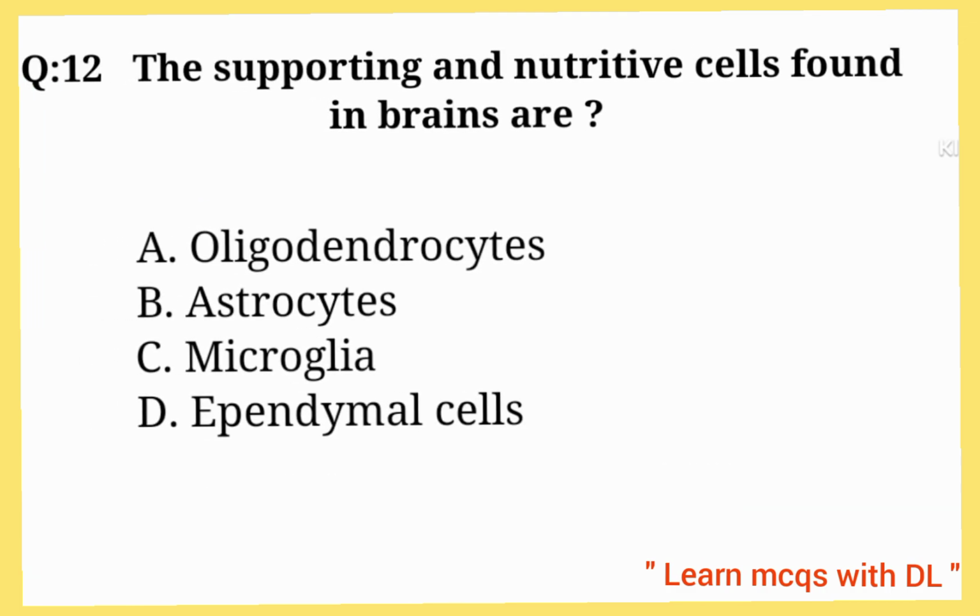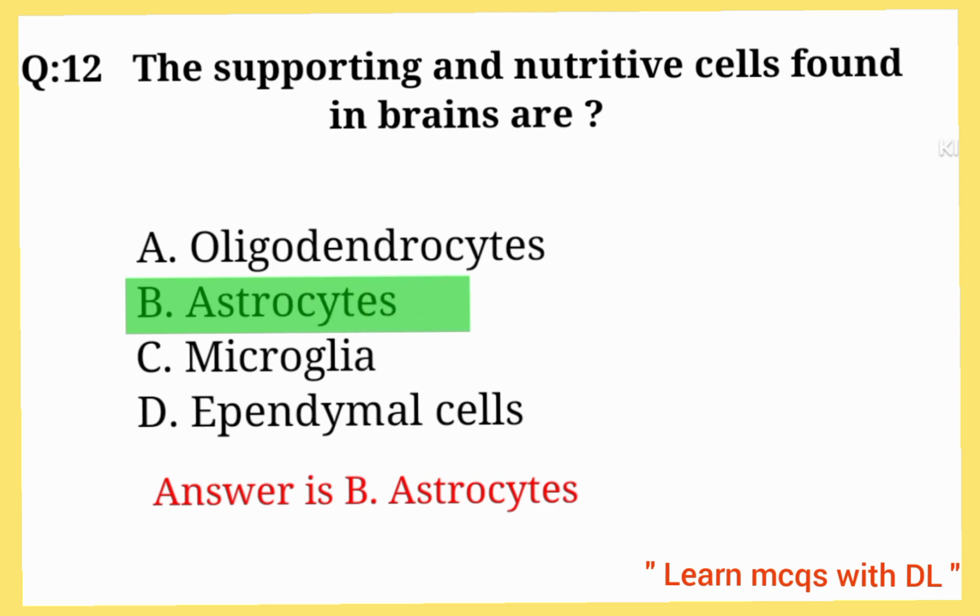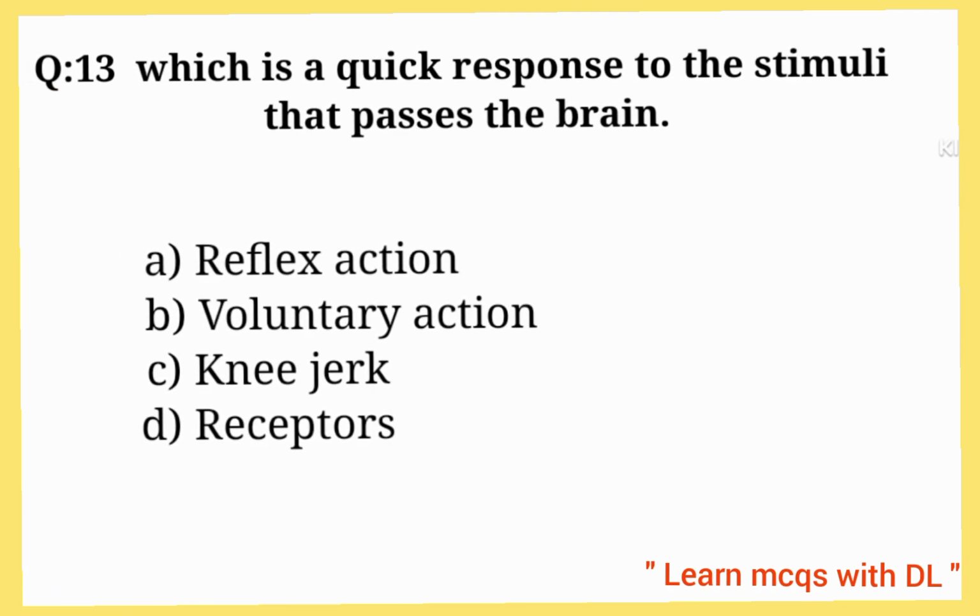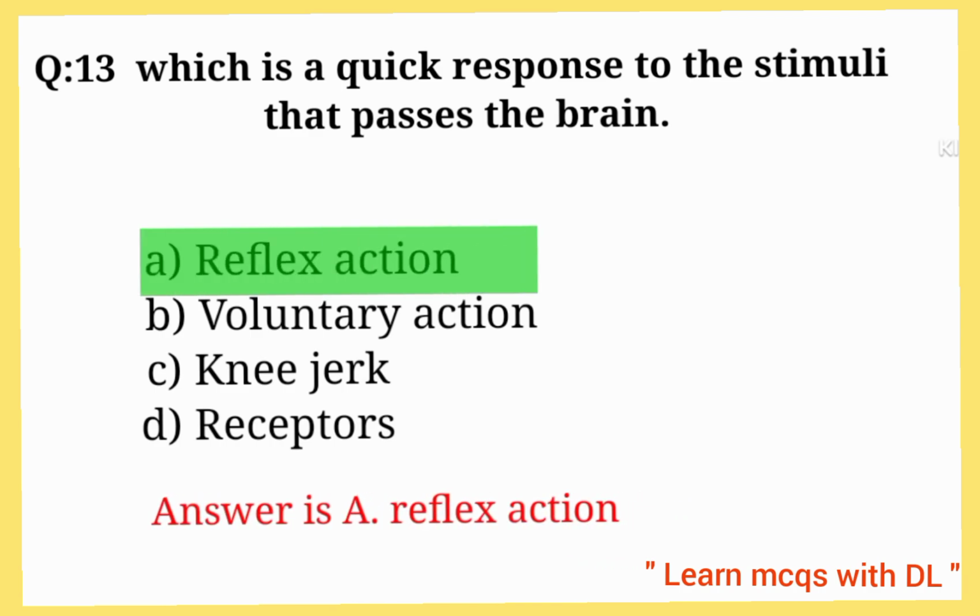The supporting and nutritive cells found in brains are oligodendrocytes, astrocytes, microglia, ependymal cells. Correct option is option B, astrocytes. A quick response to the stimuli that passes the brain is called reflex action, voluntary action, knee jerk, receptors. The correct option is option A, reflex action.